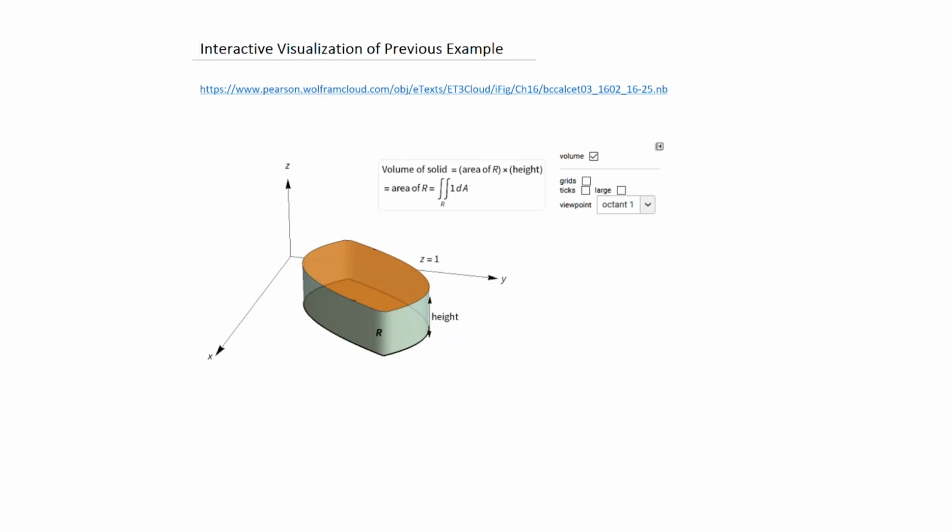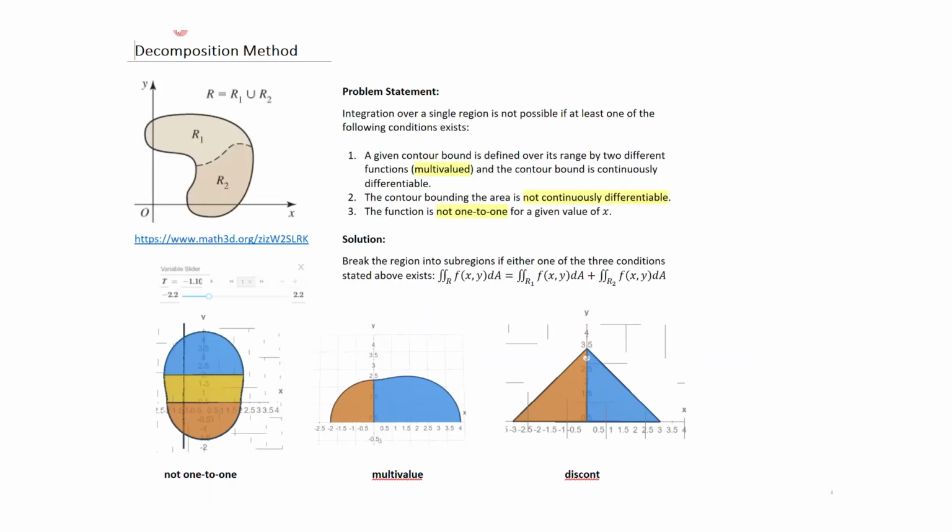This is just an interactive version of that. All right, so the last thing we'd like to look at is specific types of integrations where the regions are much more complex, and so integration over a single region is not possible. And so we want to try to identify the situations under which this exists. And this is called the decomposition method.